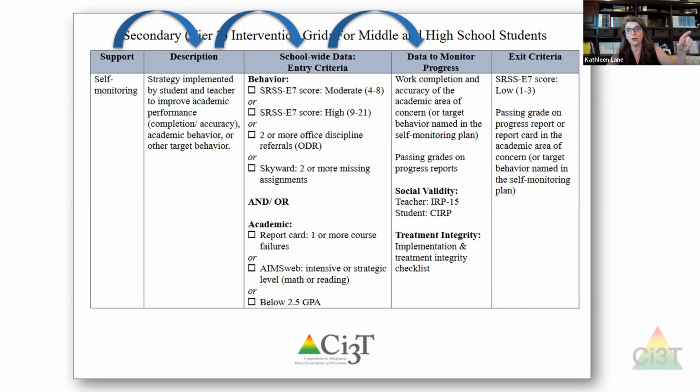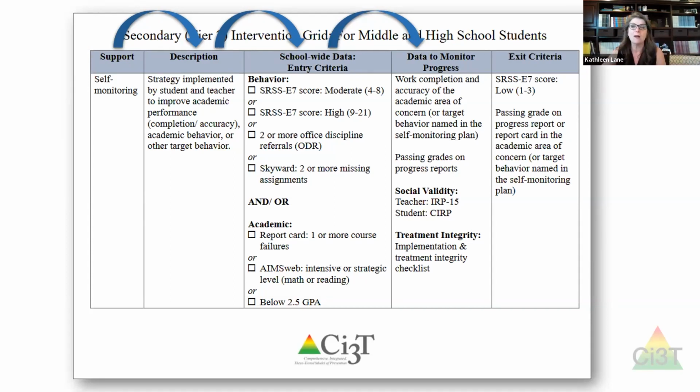And then also importantly, before you start, we need to assess social validity to find out, what do all the people involved think about the goals and the procedures and the outcome? Because if a kid straight up tells you, it would be embarrassing for me to have a self-monitoring form on my desk during the day, they're not going to do that. So we have to either find a more private way to do that or maybe do something different altogether, like check in, check out.